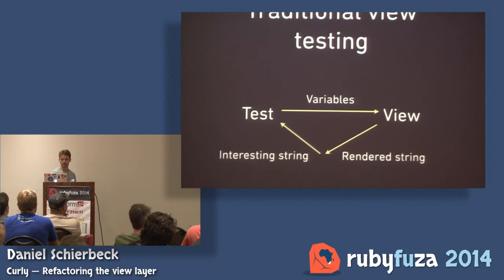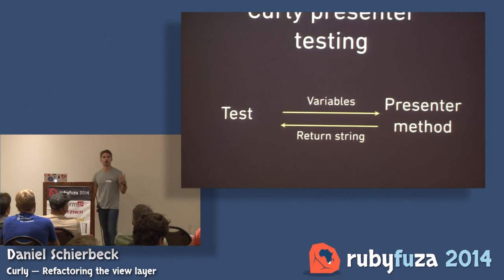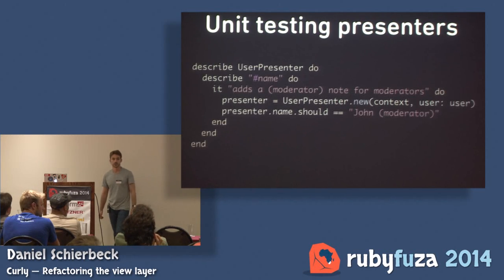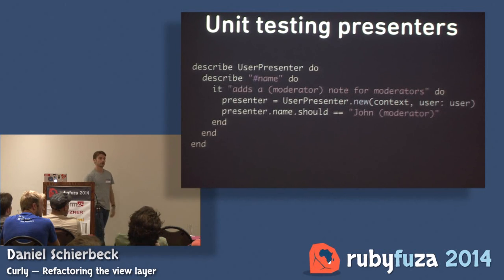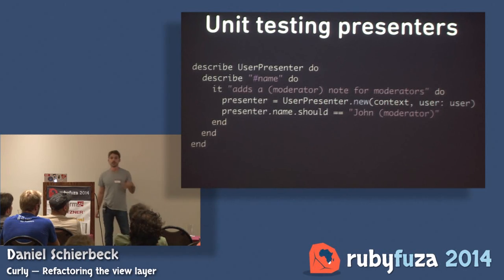So instead of doing that, we just test our presenters. The way it works is that you instantiate a presenter with some data, and then you just call the method directly, and you can make an assertion on that. Looks something like this. You initialize the user presenter, you pass it in a context. That can be an actual action view context with all the Rails stuff, or you can just pass in a test double if you want to maintain full control. And then you pass in a hash of the variable assignments that you want to have. Then you just call a method on it, and you can make a normal assertion.